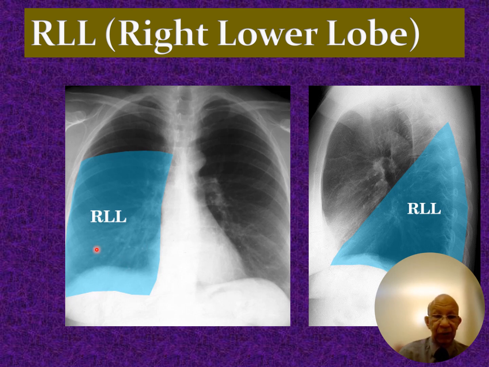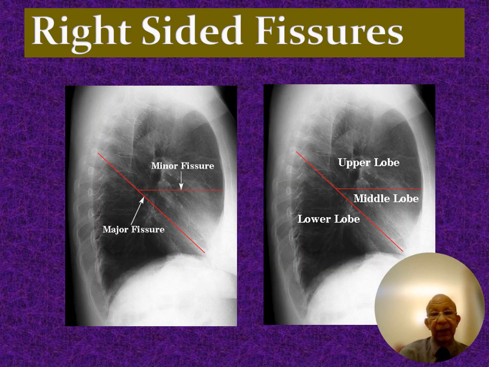So if you have any pathology there, it will cause the silhouette sign to disappear. And you can see that the right lower lobe goes all the way up to the lung apex posteriorly. So it's a posterior structure, again a triangular structure. And you can see the border between the right upper lobe and the middle lobe is the minor fissure. The border between the upper and middle lobes and the posterior lower lobe is the major fissure, or sometimes called the oblique fissure.